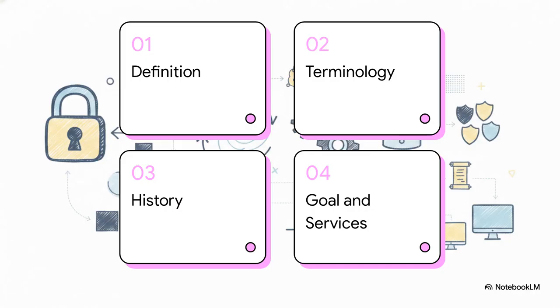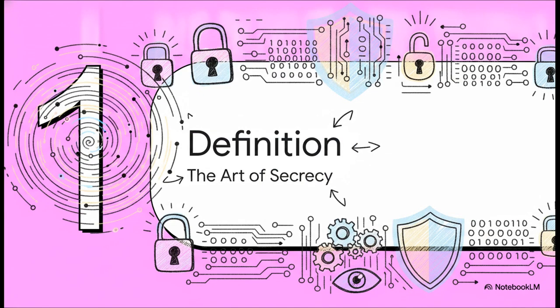To truly get a handle on this, our roadmap today covers 4 core chapters. First, defining the art of secrecy. Second, the language of cryptography. Third, ancient roots of secret codes. And fourth, modern goals and services. Let's start with Chapter 1, Defining the Art of Secrecy.